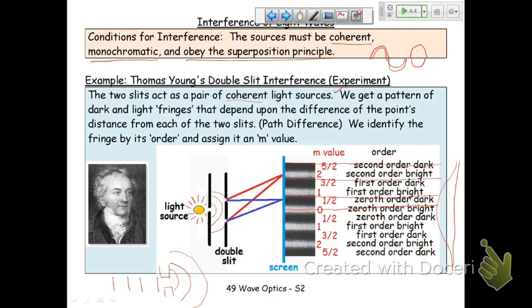Because they only have m equals the whole number, and then they add a half onto it in one case, and they don't add a half onto it in the other case. And I just think that's a waste of time. Just learn the m value for the appropriate fringe, and then you're on your way. We'll get to the equation in a minute.